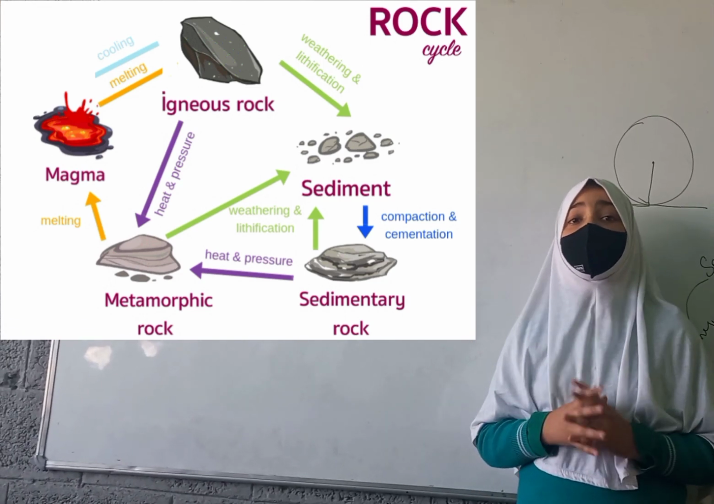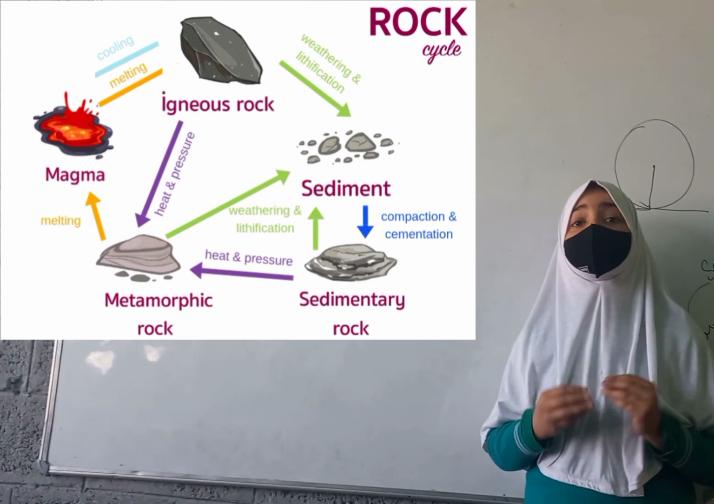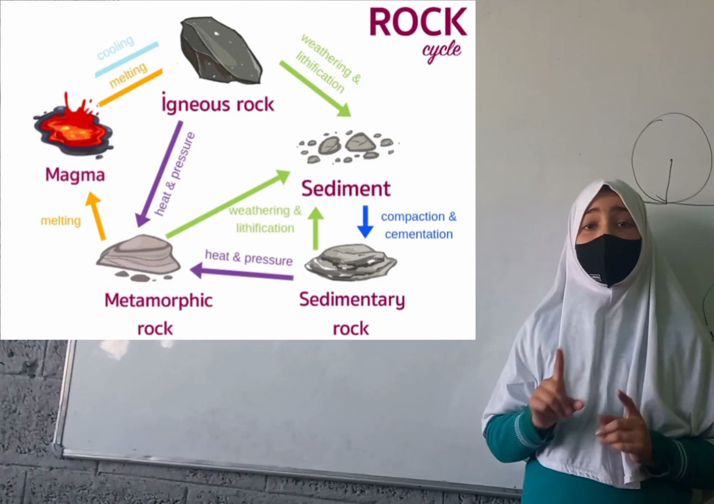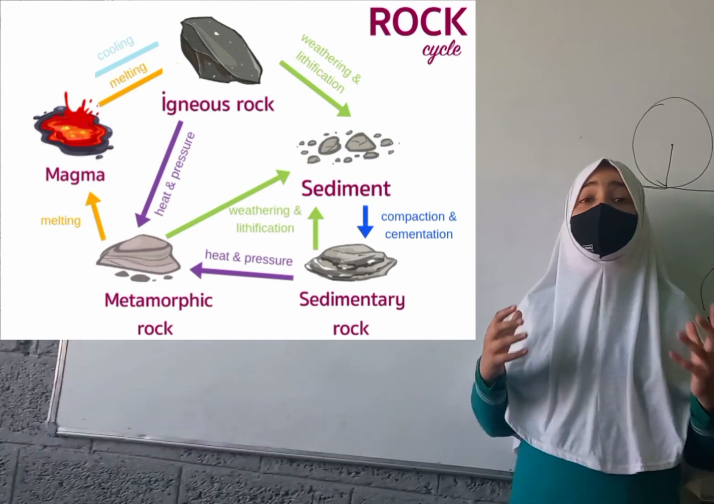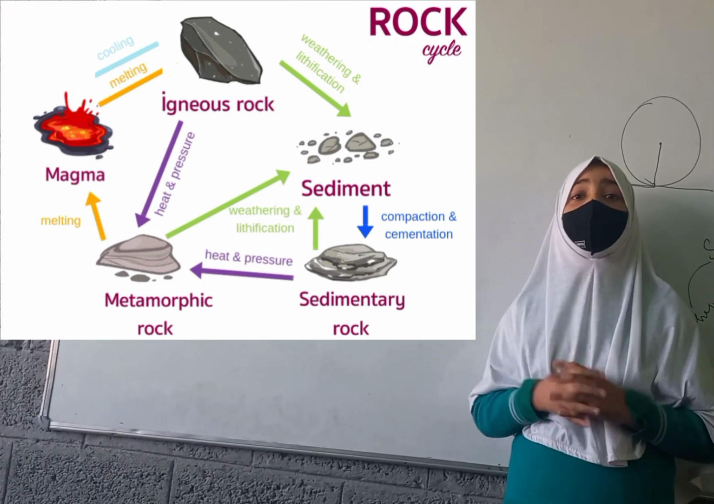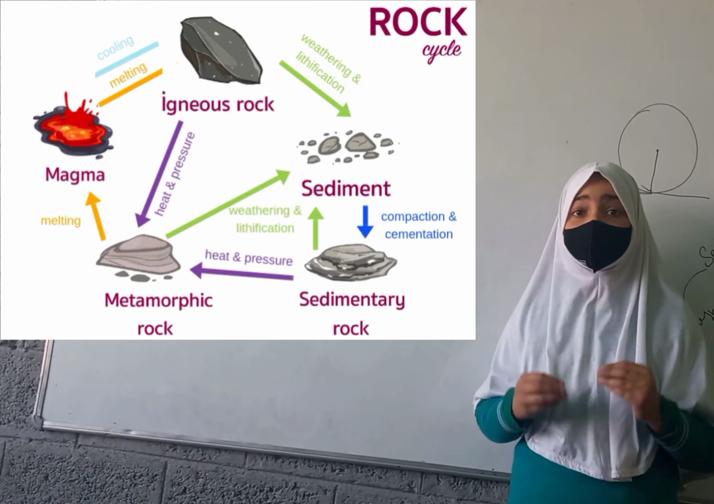Then, what will happen if we put these sedimentary rocks under higher pressure and heat? They will not melt. They will form another rock, namely metamorphic rock. These metamorphic rocks are formed from pre-existing rocks.